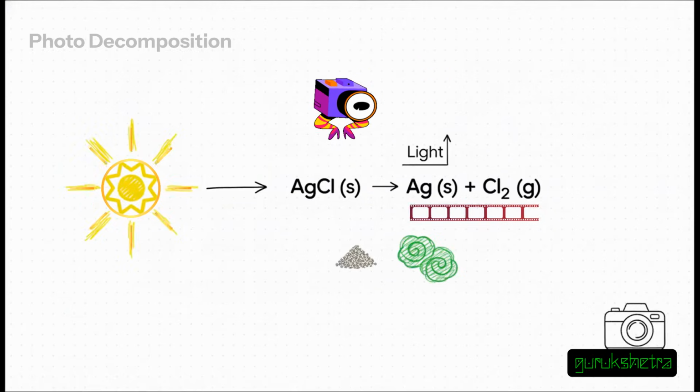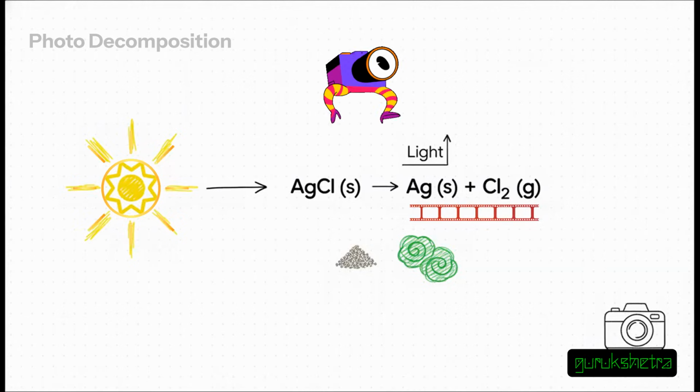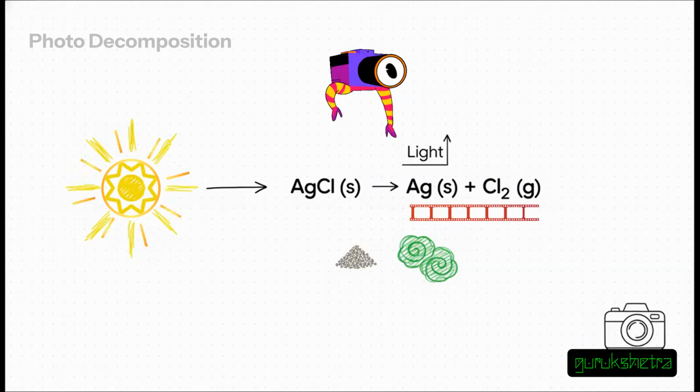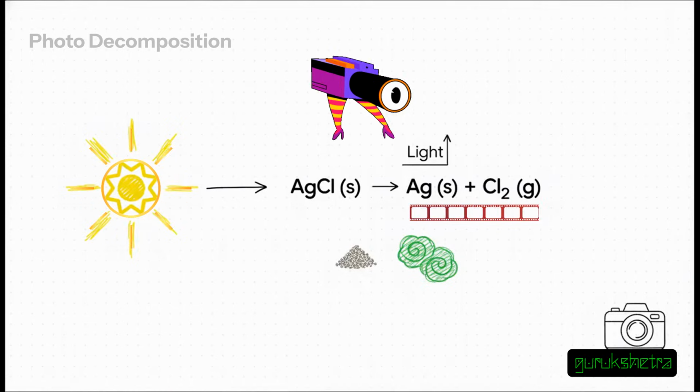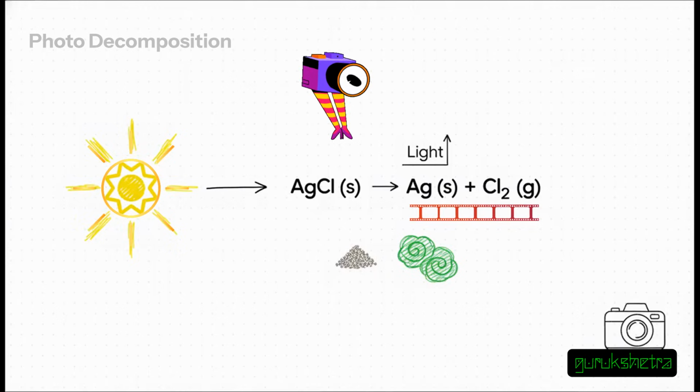Next up is photodecomposition, and this one is driven by light energy. Look at the formula being traced out here. Silver chloride breaks down into silver and chlorine gas the moment it's exposed to sunlight. This is actually a fascinating reaction because it's the exact chemical magic they historically used in early black and white photography to capture images. How cool is that?